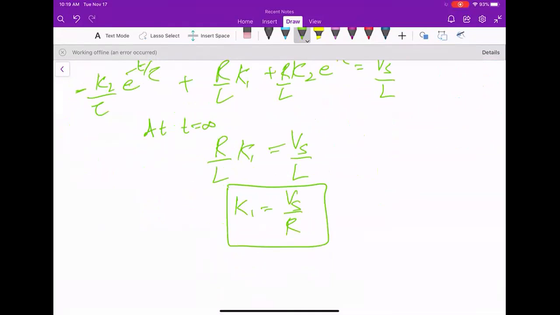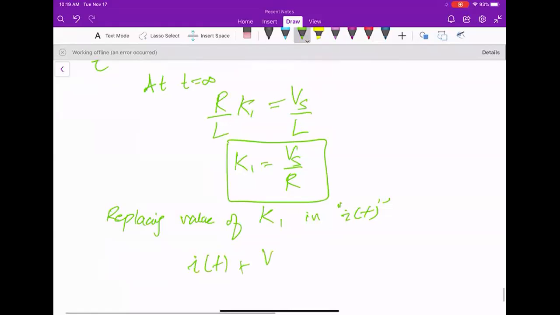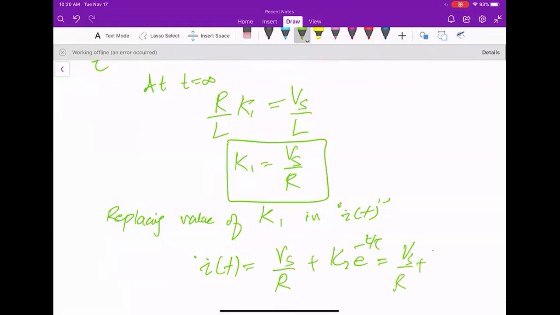So replacing the value of K1 in the equation of I of t, I of t is equals to Vs by R plus K2 e minus t by tau, or you can also write Vs by R plus K2 e minus R by L t, right?